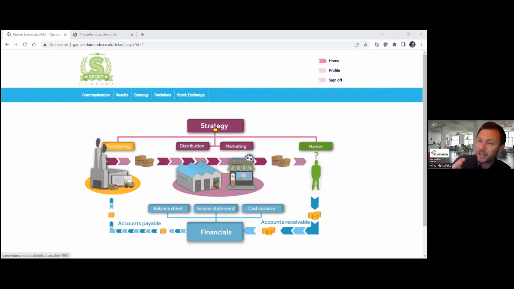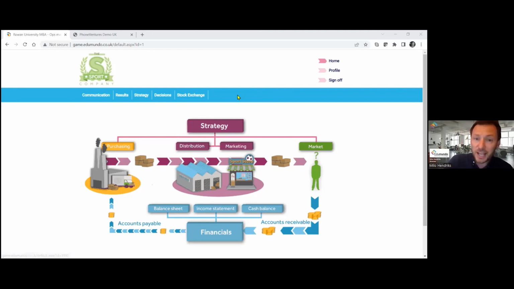So some of the universities use a whole bunch, sometimes 20 different strategic frameworks, and others only choose a couple, depending on the focus of the module subject or the course subject. Once they've chosen their strategic options, they will take tactical actions on operational level for purchasing, distribution, marketing, and a whole bunch of other departments.